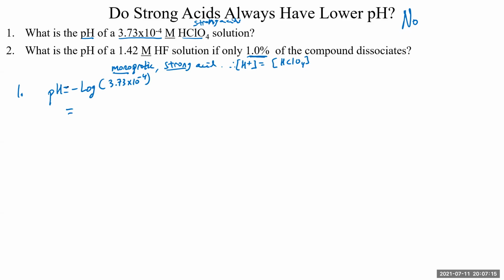And so what do we get? Well, okay. Well, I get 3.43. I'm going to round to 3 digits. 3.42829. I'm just going to round to 3.43 as my pH value.